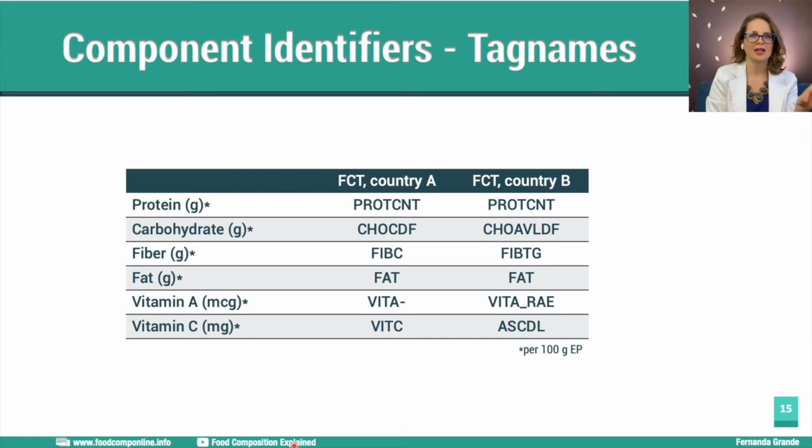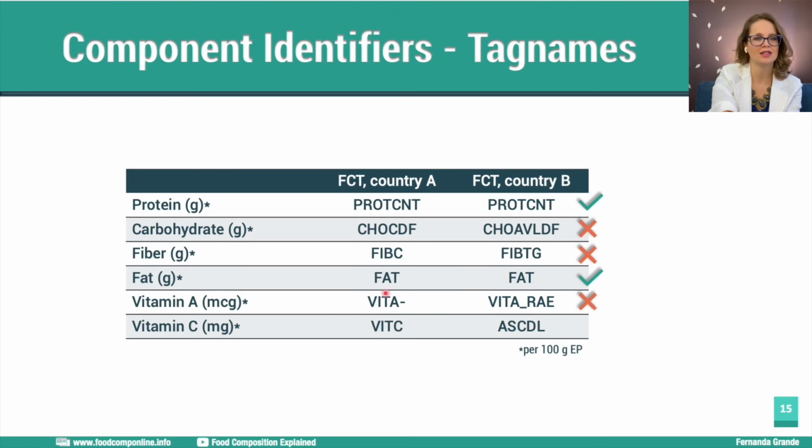So for example, here I'm bringing some components: protein, carbohydrate, fiber, fat, vitamin A and vitamin C, and I took two hypothetical food composition tables from two different countries here. When I assign the tag names for these food composition tables, I can check which components are comparable or not. So we can see here that, for example, protein is comparable, but carbohydrate is not. Same for fiber. Fat is comparable, vitamin A is not comparable.